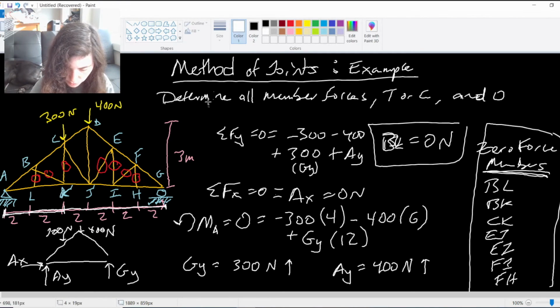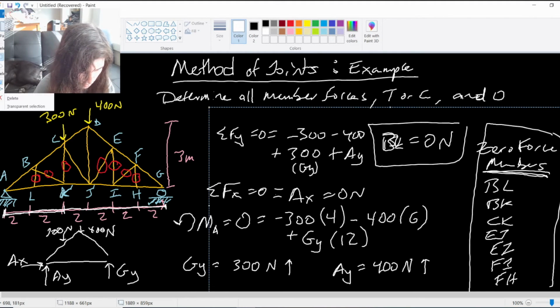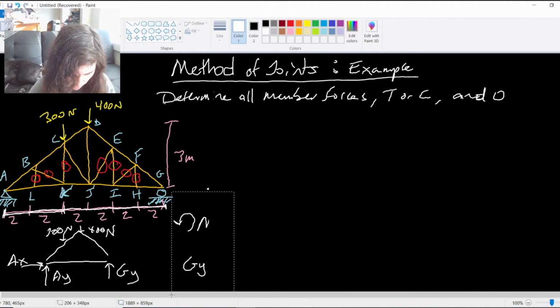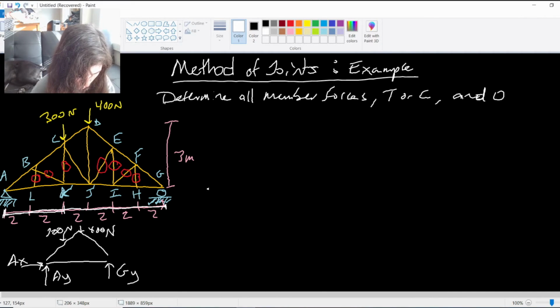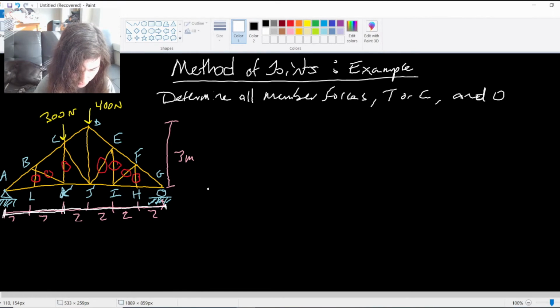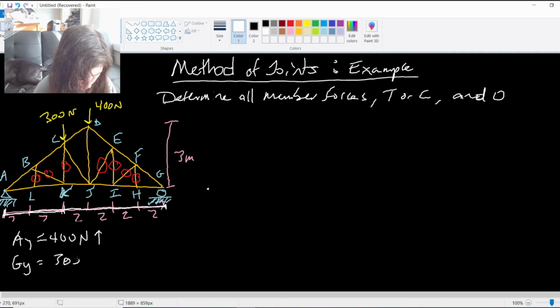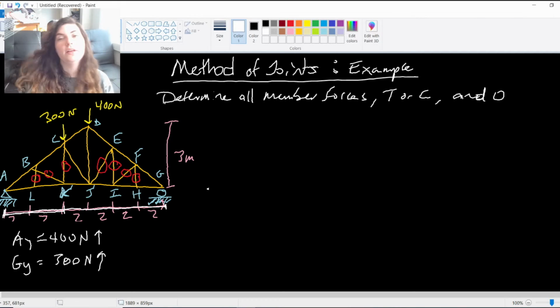So I'm going to get rid of all of this. Move these guys out of the way. And I'm just going to make note of my reactions down here. I don't need that free body diagram anymore now that I've solved for all of my reactions. But we had Ay was a positive 400 newtons. Gy was a positive 300 newtons. So I'll keep that in the corner just for reference for myself. And then start on our method of joints.